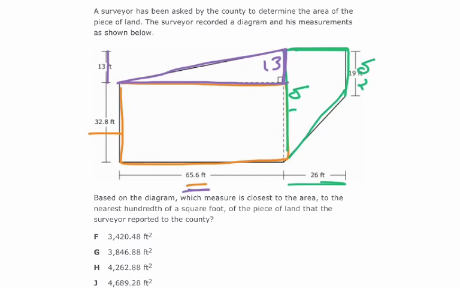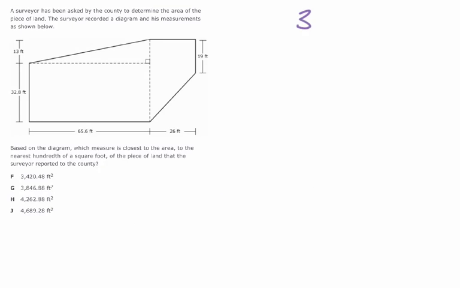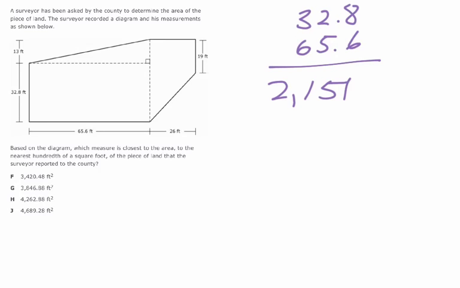So starting with the rectangle, you have 32.8, and you're going to multiply that by 65.6. It's going to get in the high thousands here, but you should get 2,151.68. And again, we're going to get close. We're going to reason the answer out. So that's the rectangle. Rectangle equals that.